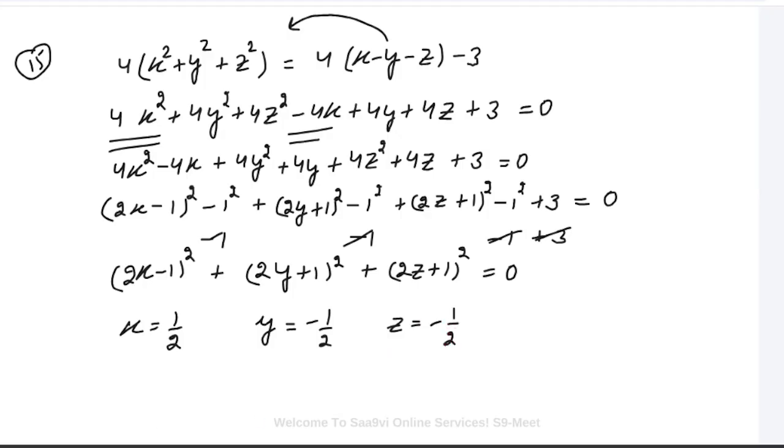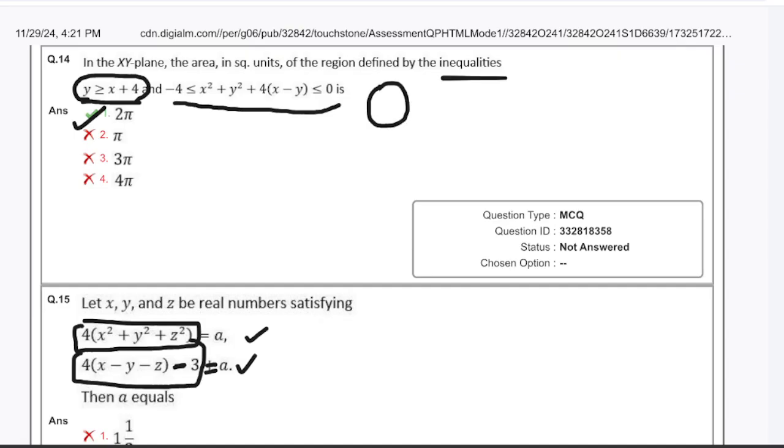Now the question they have asked is, what is the value of a, that is 4 into (x minus y minus z) minus 3 equal to a.